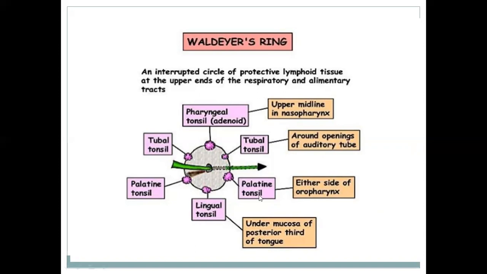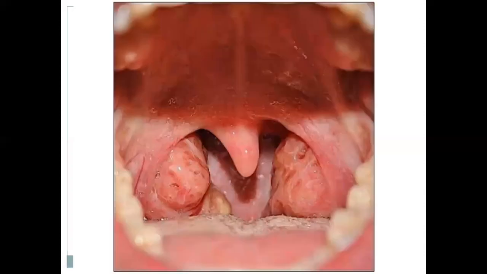So these tonsils form a ring around the nasal and oral cavity, and this ring is called Waldeyer's ring, which protects the person from different kinds of germs and diseases, and it secures the openings of the oral and nasal cavity. These are the palatoglossal arches, which form the oropharyngeal isthmus. This forms a boundary between the tongue, the oral cavity, and the pharynx.